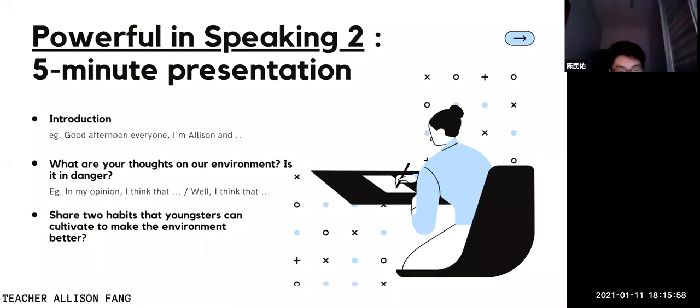Good evening, everyone. I'm Mingyu, and today I'll be talking about our environment. In my opinion, our environment is in danger due to overpopulation and overuse of plastics. The two habits that youngsters can cultivate to make the environment better are to reduce, reuse, and recycle, and to volunteer for cleanups such as Gotong Royong. That's all. Thank you.